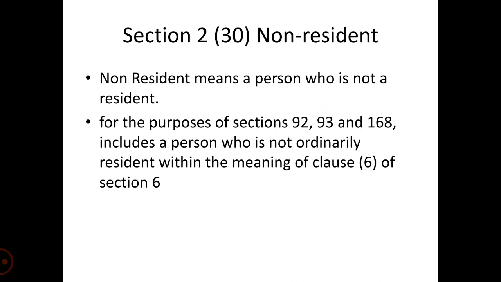Thus, as per Section 2, Clause 30, non-resident means a person who is not a resident for the purpose of Sections 92, 93 and 168, but it includes a person who is not ordinarily resident as per Section 6, Clause 6 of the Income Tax Act 1961.